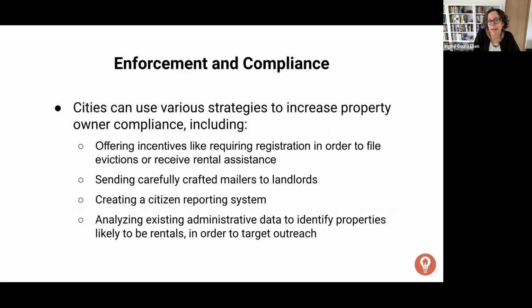So they might require, in New York City, that you can't file an eviction unless you're actually registered with the city, right? It could be that you require any kind of rental assistance, to provide any kind of assistance to owners, that you would only provide that to registered owners. You can send carefully crafted mailers to landlords.